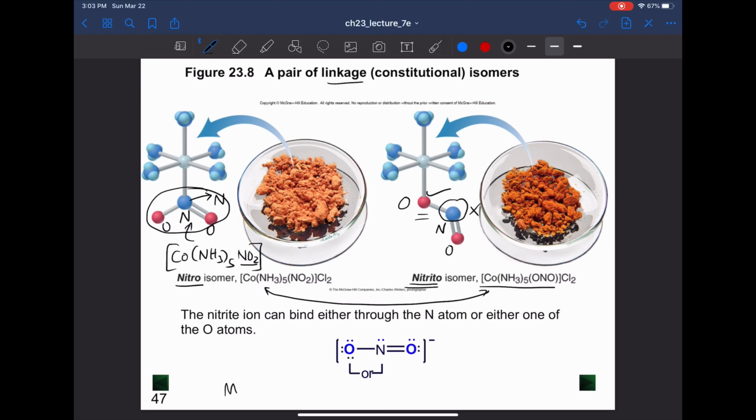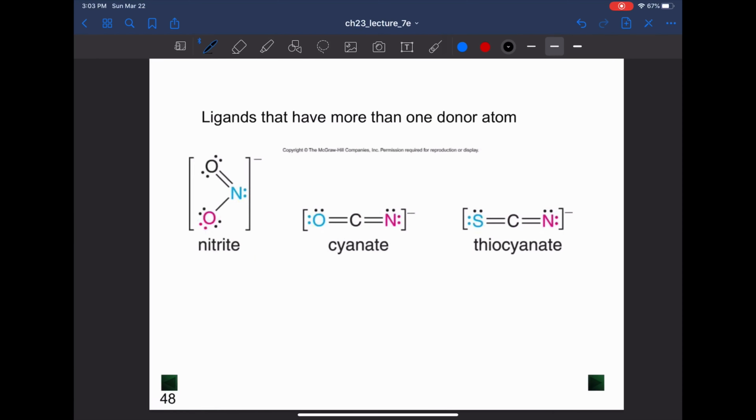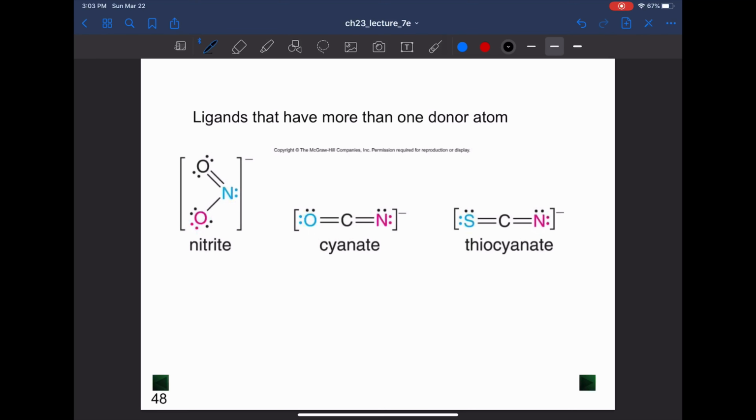This happens in monodentate ligands which have more than one donor atom. So if you have ligands with more than one donor atom, then you will end up with a linkage isomer. Ligands having more than one donor atom include nitrite, cyanate and thiocyanate. Whenever you see cyanate, it's oxygen. Whenever you see thio, remember that it's sulfur.